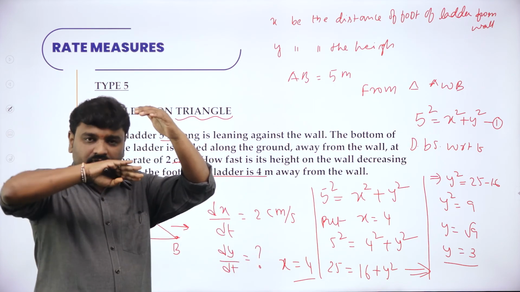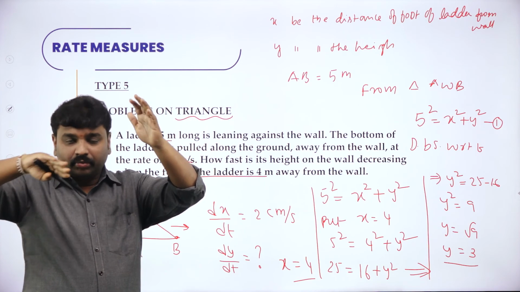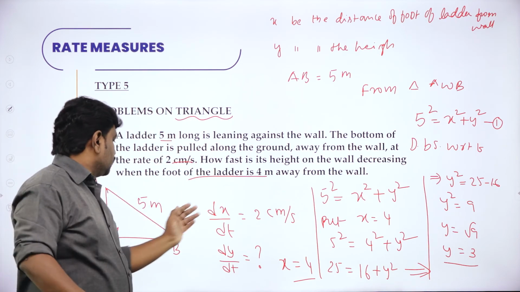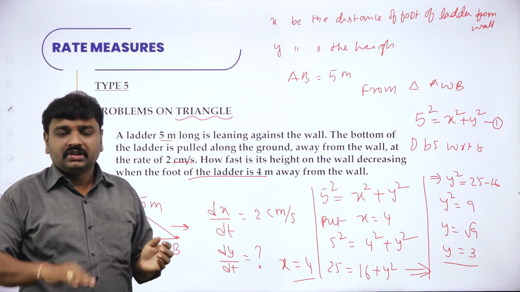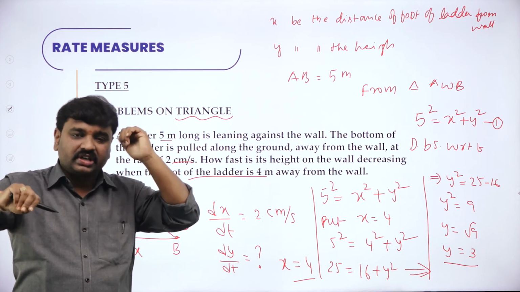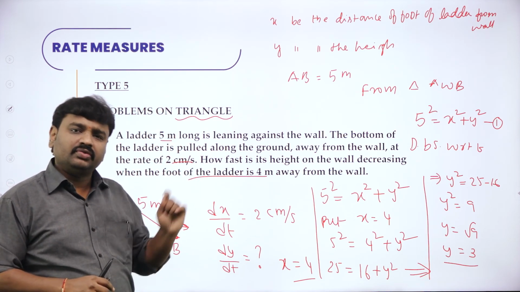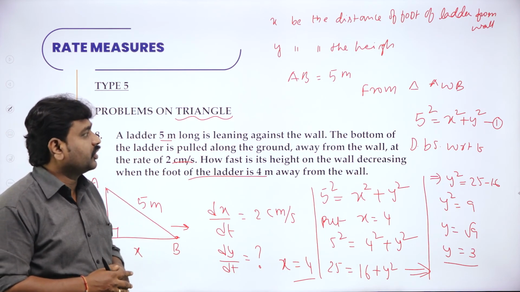So when the foot goes like this, if the bottom moves outward, the height has to decrease, common sense. x is increasing means y has to decrease. So the answer has to be negative. So we got minus 8 by 3. I hope all of you understood this.